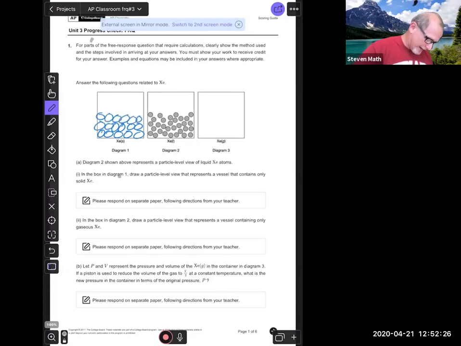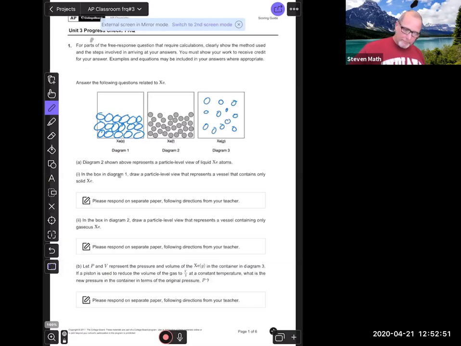And then it said, in box number 2, draw a particle diagram that represents a vessel containing only gaseous particles. And so in that case, our gases are much more spread out, much more random, no order to them. They're just floating around. Pretty easy, pretty straightforward.